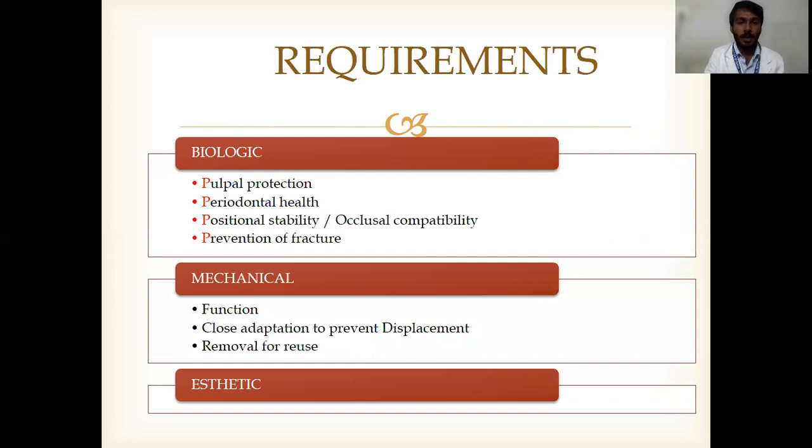So various requirements are there, like biologic, mechanical and aesthetic. The biological one includes pulpal protection, periodontal health, positional stability or occlusal compatibility, and prevention of fracture. The mechanical one includes function, close adaptation to prevent displacement, and removal for reuse. Removal for reuse in the sense we have to remove the temporary crowns while we go for a metal trial or a disc trial. After that, we will be re-cementing it back. That is removal for reuse.